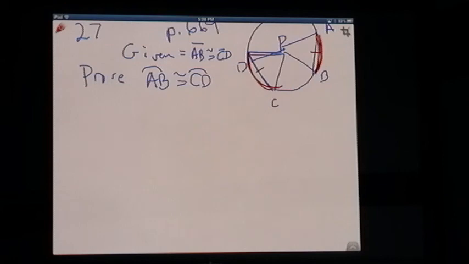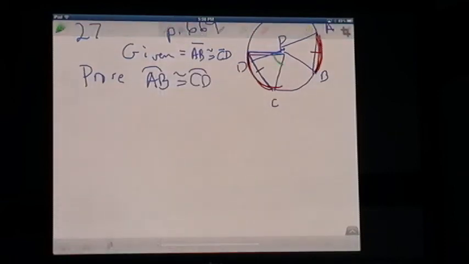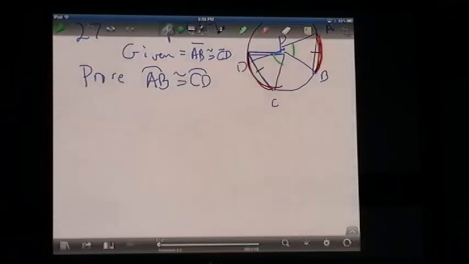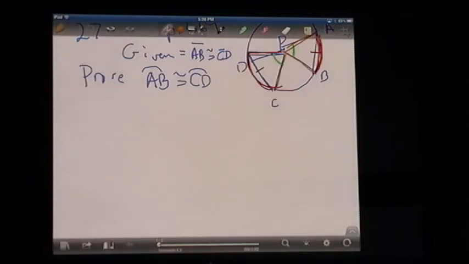Okay, so basically we're thinking, all right, what do we need to prove in order to prove that? Well, if we can prove these two angles are congruent, then the arcs across from them have to be congruent, because they're central angles, and the central angles are equal to the arcs. And so we've got triangles. Whenever we have triangles, we want to say, is there any way to prove those two triangles are congruent? Well, we have some radii here. And radii are always congruent.